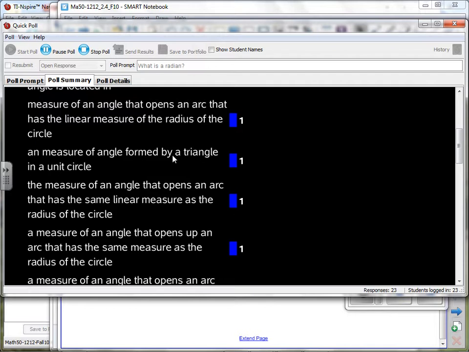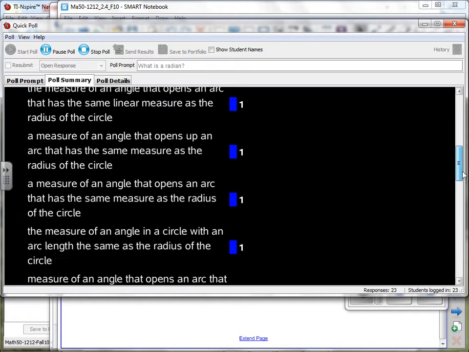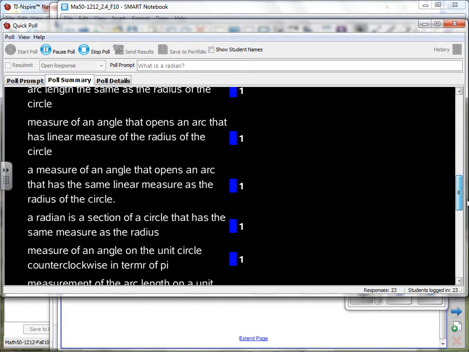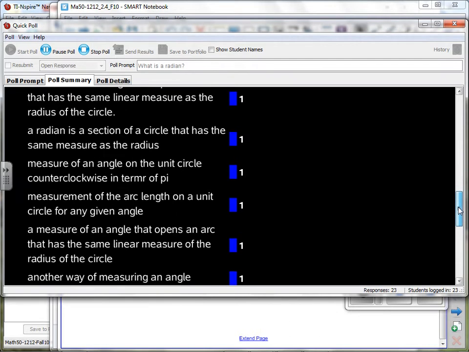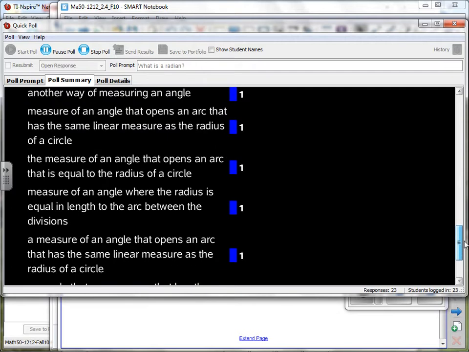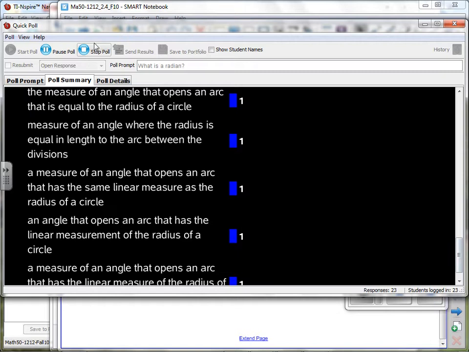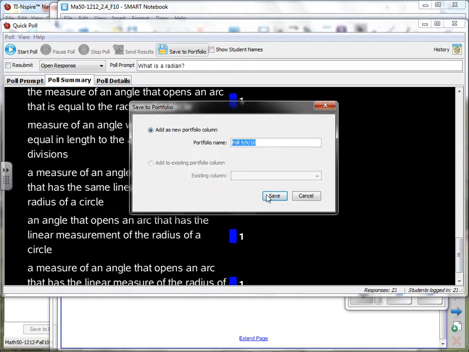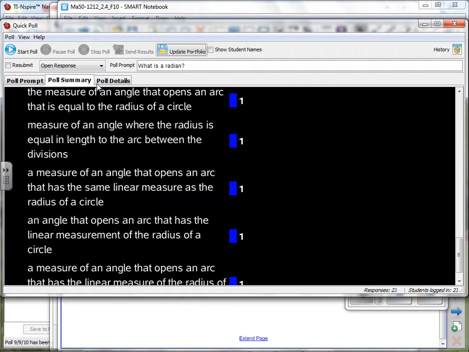Okay, are we able to see now what needs to be? For the most part I say bravo, you guys have it. If you don't have a complete sentence, you know what it takes to be complete. Measure of an angle, opens an arc that has the same linear measure. You're repeating exactly what it is. Hopefully you're not just repeating, you're understanding. And that's what we need to be sure we understand. Okay, I'm going to save these to the portfolio for part of what we're going to be doing today.